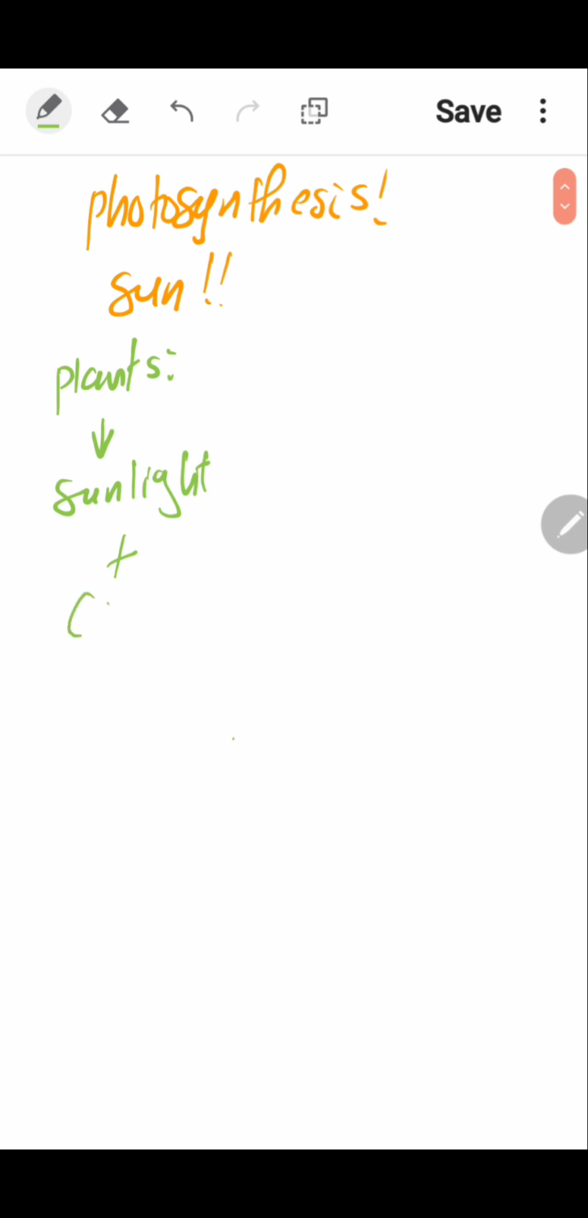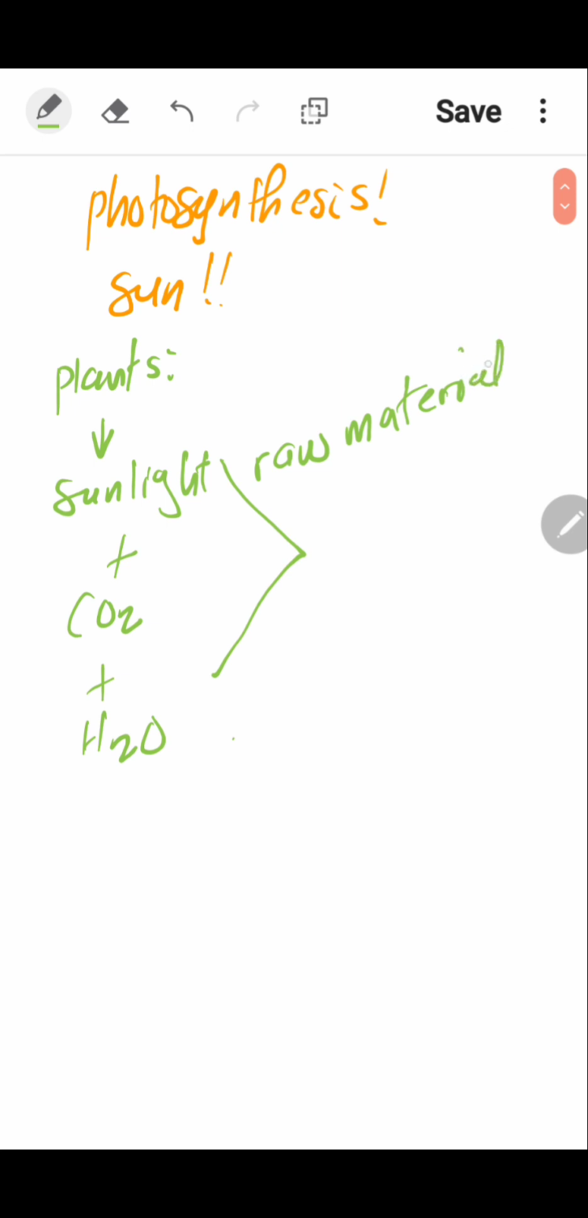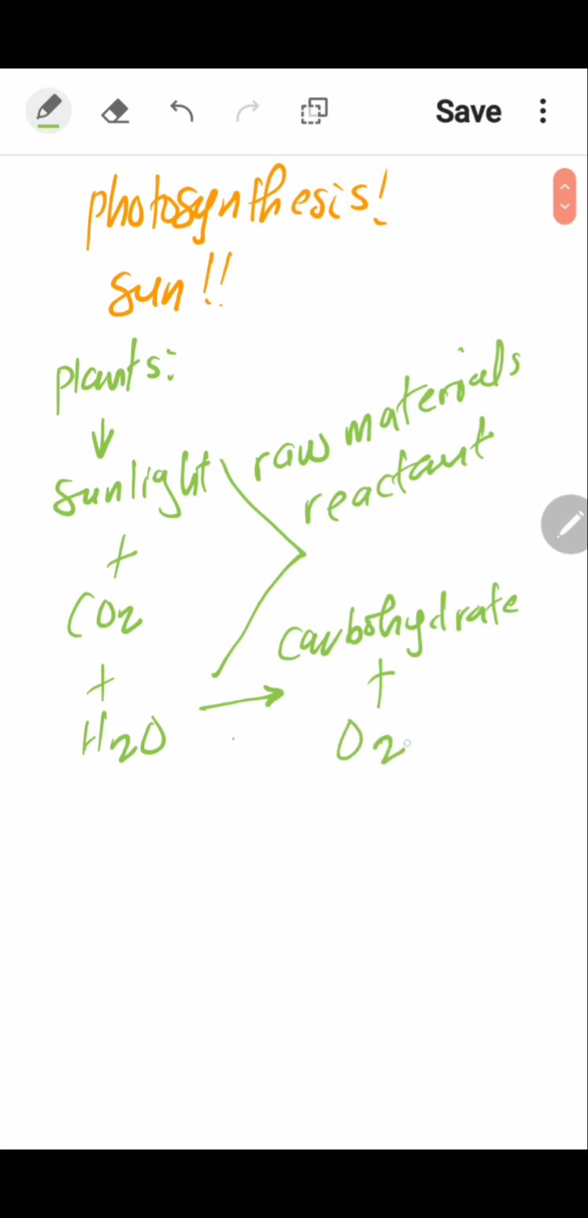Plus carbon dioxide plus water. So these substances are normally referred to as the raw materials or reactants of photosynthesis. And these raw materials or reactants give rise to a product which is carbohydrates. This is also called sugar. This is carbohydrate plus oxygen.